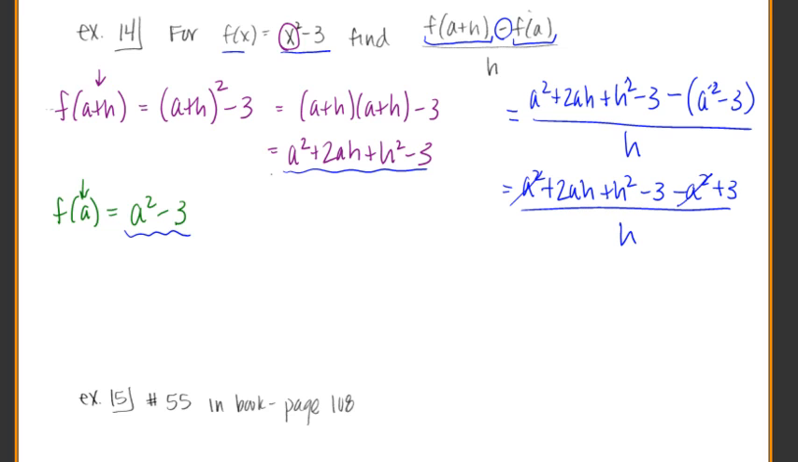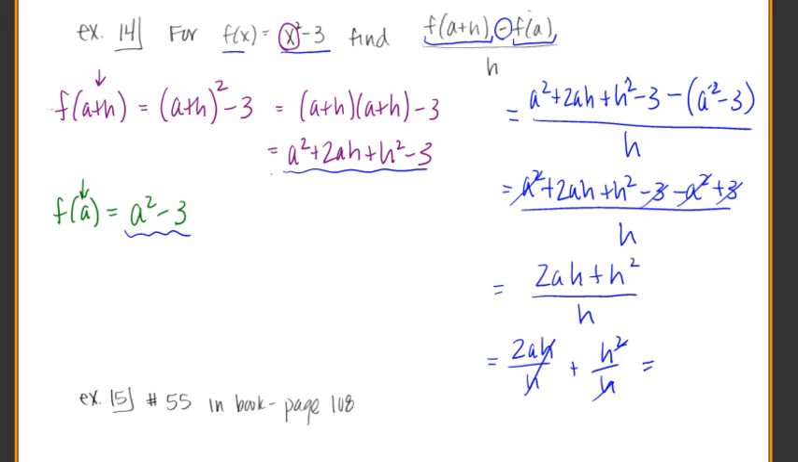So a squared minus a squared, minus 3 plus 3. 2ah plus h squared all over h. I am dividing by a single term, so I can write that as 2ah over h plus h squared over h. Those h's go away. The 1 down there cancels with 1 there. So my final answer is 2a plus h. And that's what all that simplifies to.